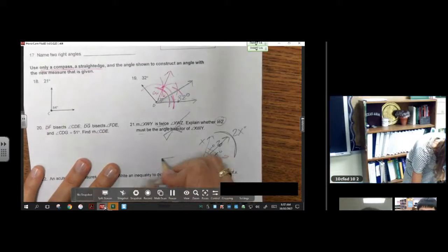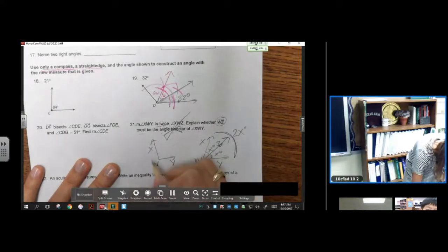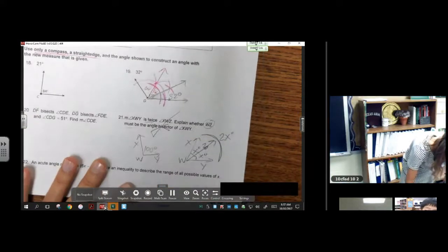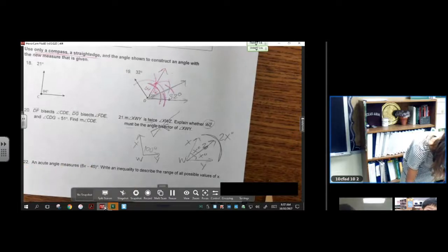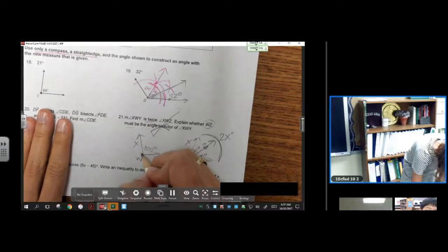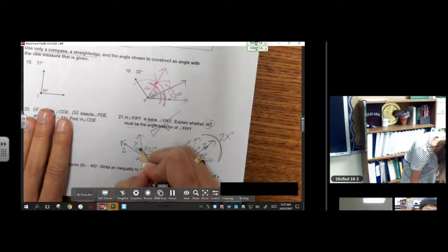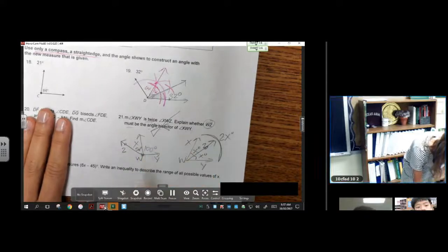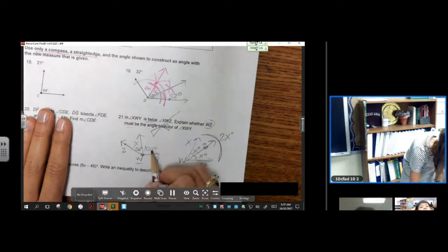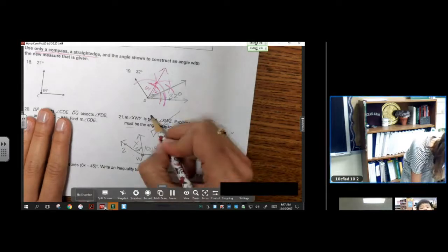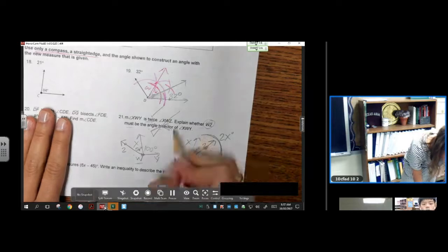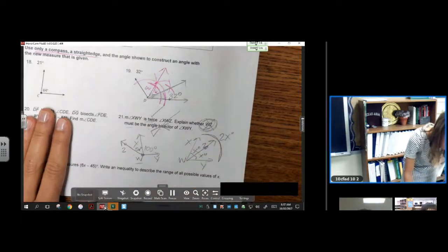So maybe you've got XWY. Let's say that is 100 degrees. And now I need twice XWZ. Ooh, what about if I did this? This all still checks out. They all still have a vertex at W. This one is twice this one, 150. This is working, but I made it to where WZ is not the angle bisector.